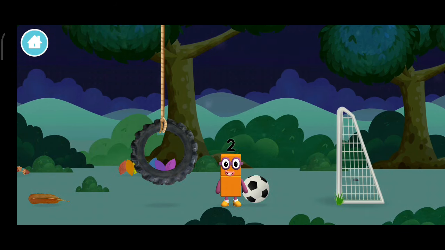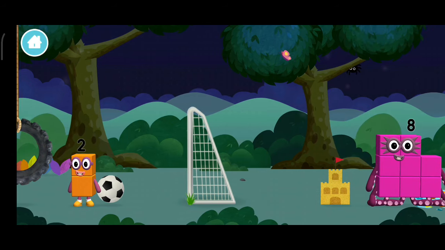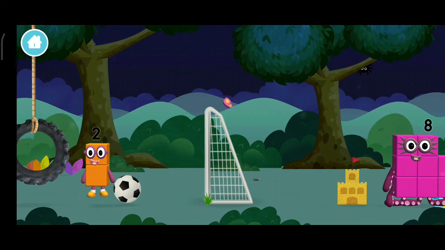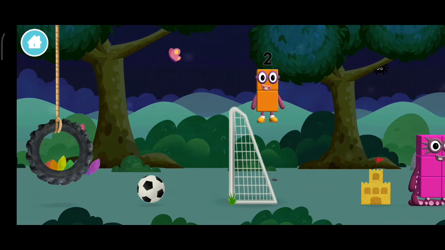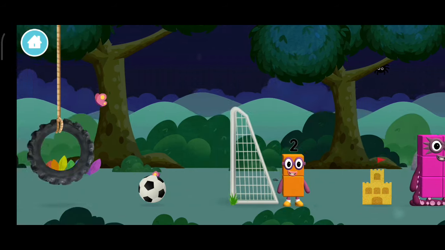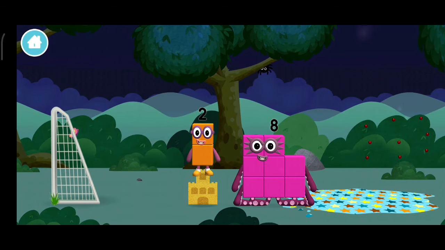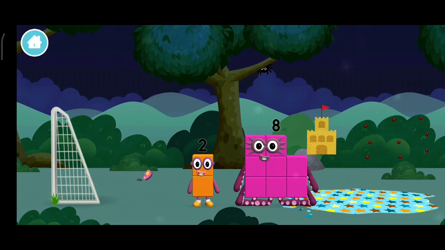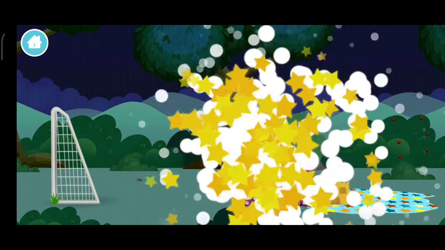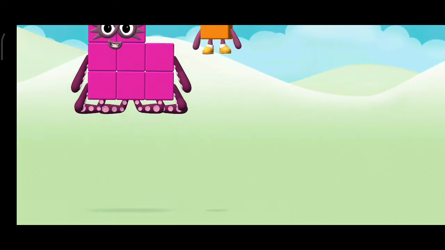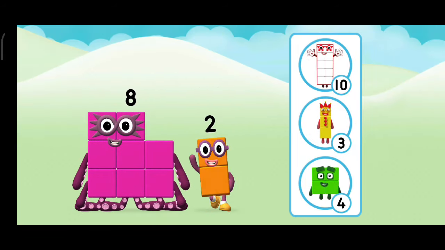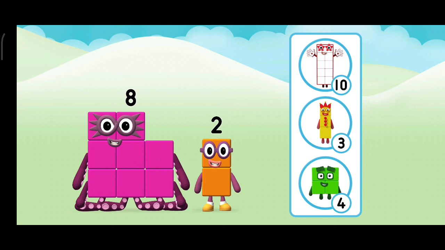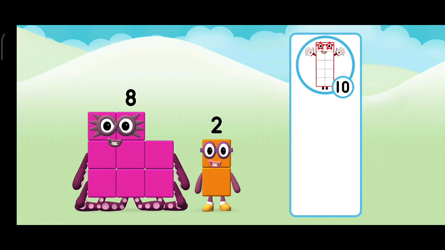You found one. I am one, two, two blocks. A football goal. A sandcastle. Which number block do you think adding these together will equal? Great!